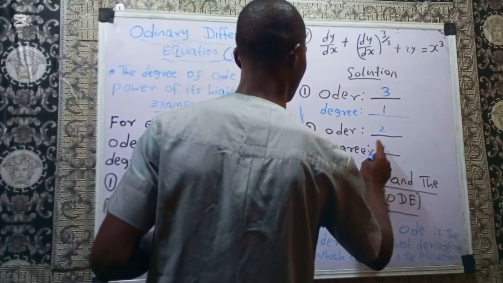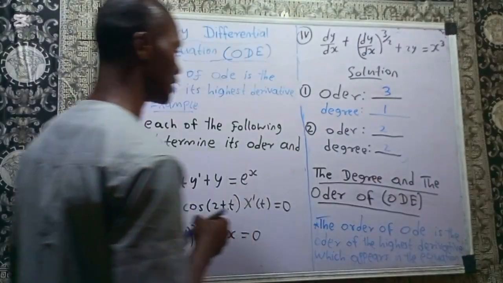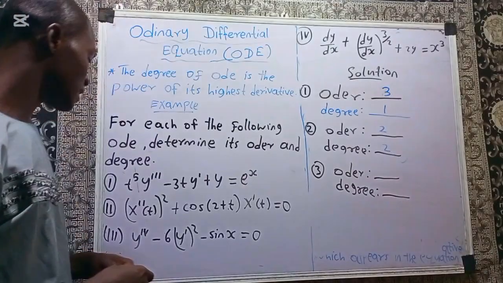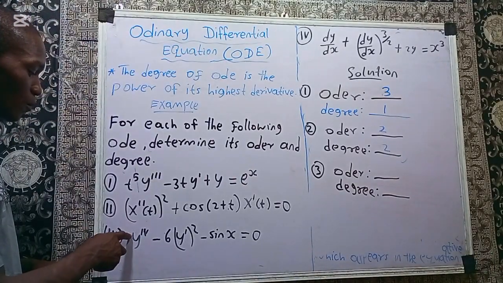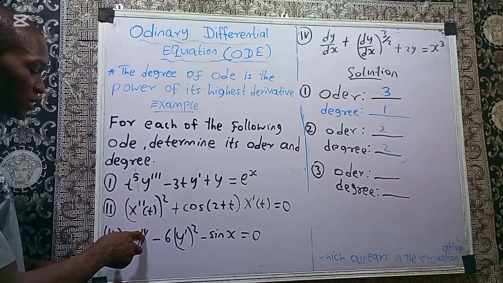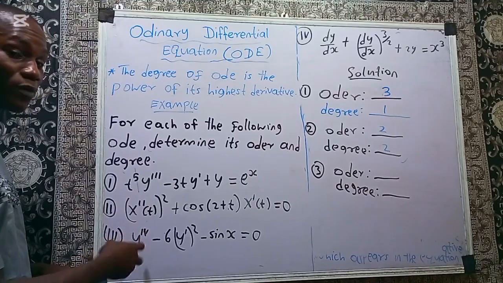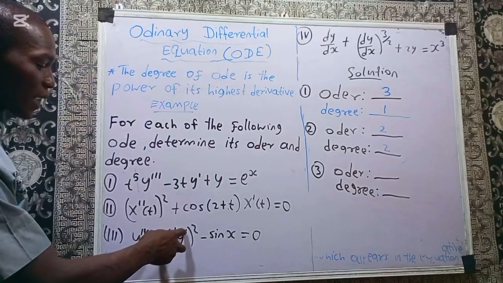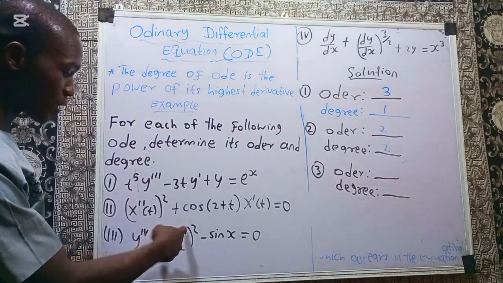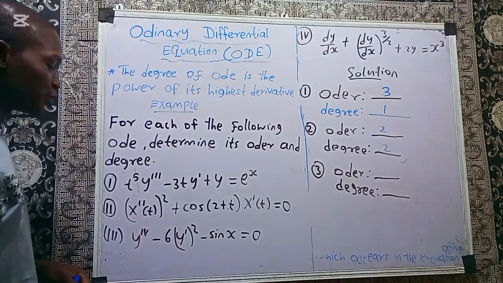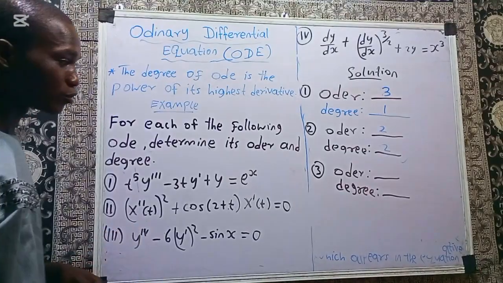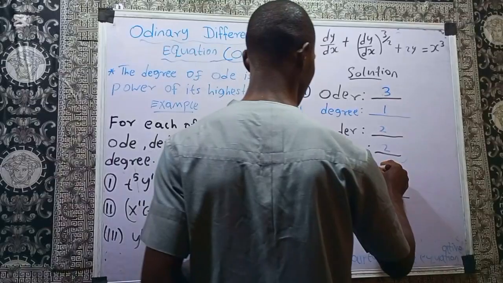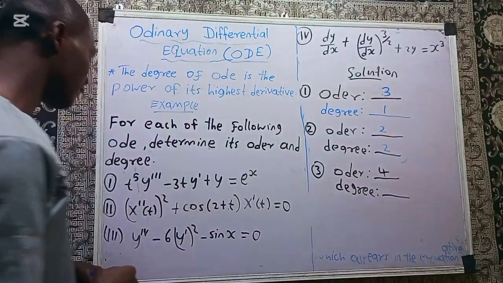So that's an ODE of order 2 and degree 2. For the third one, let's look for the order. What is the highest derivative? We have y fourth prime. You know IV in Roman numeral is 4, right? But we also have y prime, and I in Roman numeral is 1. So 4 and 1, which one is bigger? It is 4. So the highest derivative is 4, and that's the order. This is an ODE of order 4.